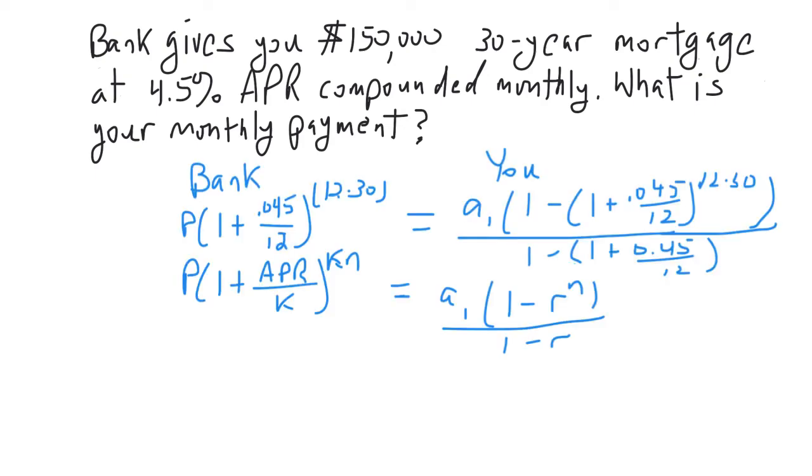All right, in this problem here, looking at it from the bank's perspective, they have made a one-time loan, given you $150,000. That's their principal in you, and they have an annual interest rate and a number of times that's going to be compounded.